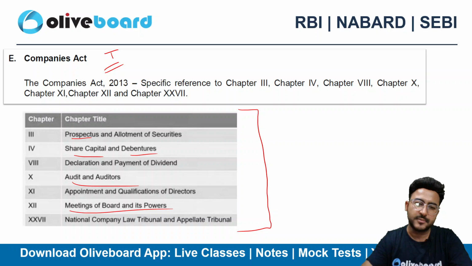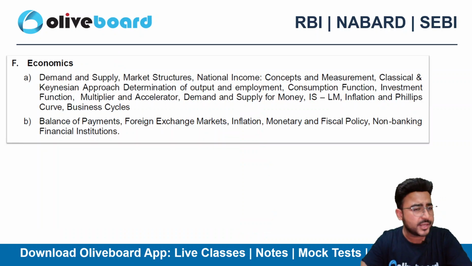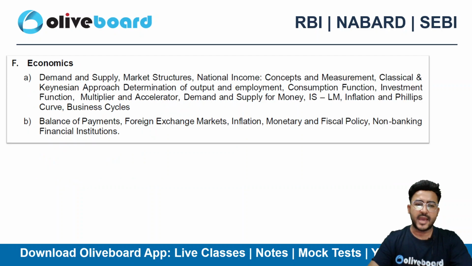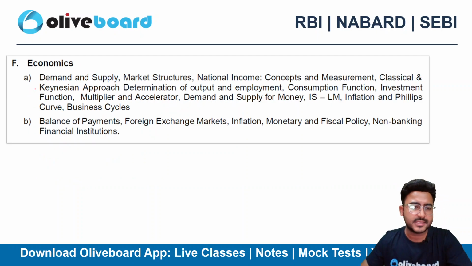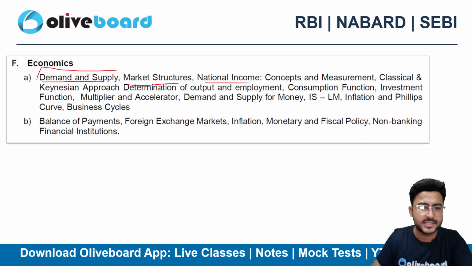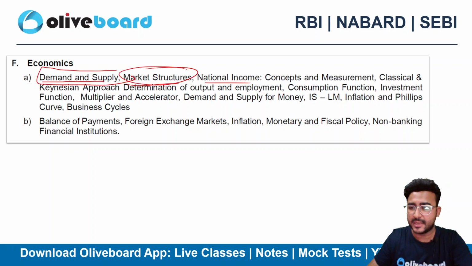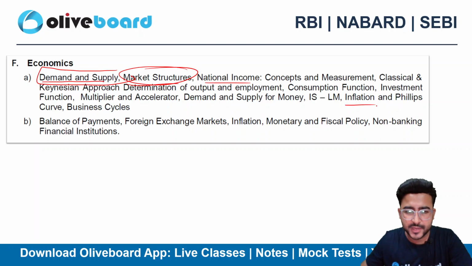for your examination, right? Coming to economics, again we are having the basics of economics as well as advanced economics here. So demand and supply, market structures, national income, right? Now if you do have any kind of fear with economics, you can start with basics like demand and supply, market structures, right, inflation, business cycle. There are a lot of basic things as well. Balance of payment, foreign exchange markets.